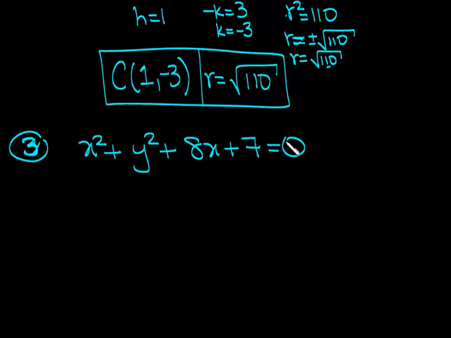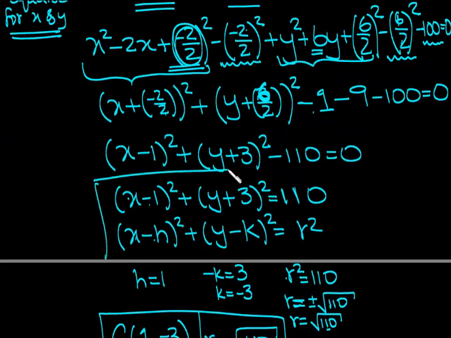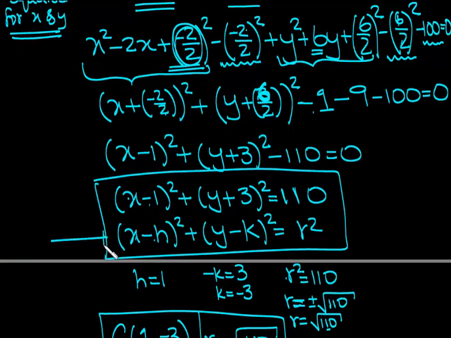And they want you to find the center and the radius. So let's do that. What I want to do is complete the squares, because if I can complete the squares, then I can make it look like what I did up here in this problem. Then I can make it look like my standard form, and then I can figure out my h and k quickly, and then my radius.